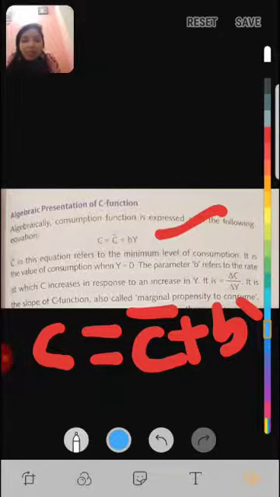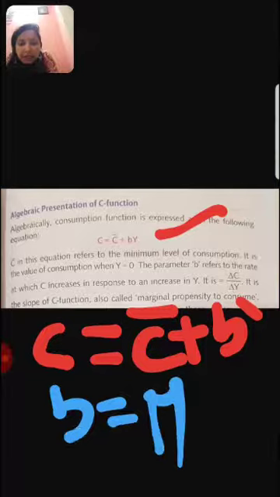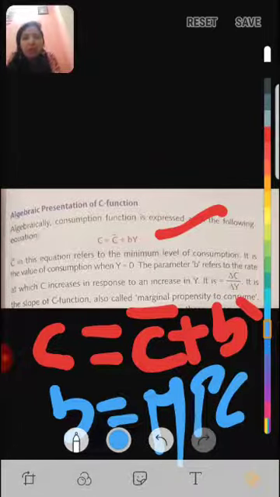Y is income. And what is B here? B is MPC, marginal propensity to consume, which will be given in your question. So don't worry about that. First of all, today we will calculate C, that is, how to calculate consumption in numerical form. So it equals C bar plus BY, where B means MPC, marginal propensity to consume.